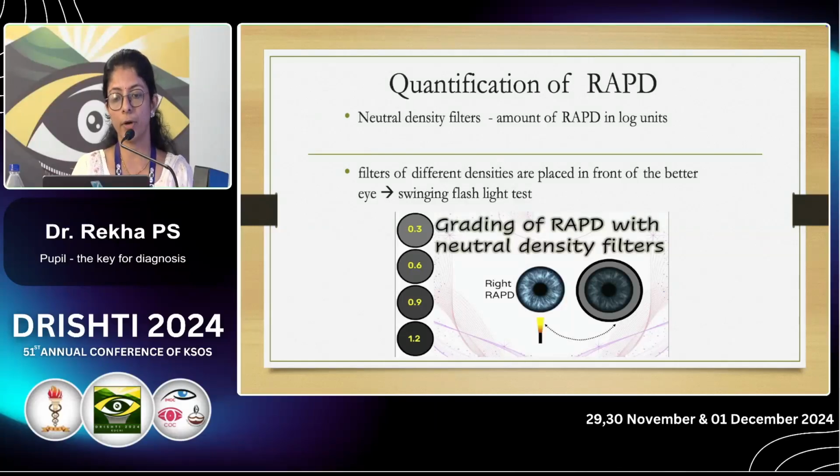We can also quantify RAPD using neutral density filters. Here different densities of filters are placed in front of the normal eye, and then we do a swinging flashlight test. We have to increase the density of the filter till the RAPD disappears. That is the amount of RAPD in log units.